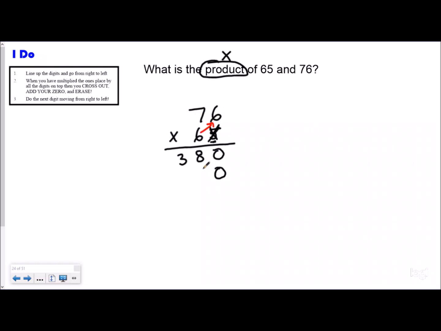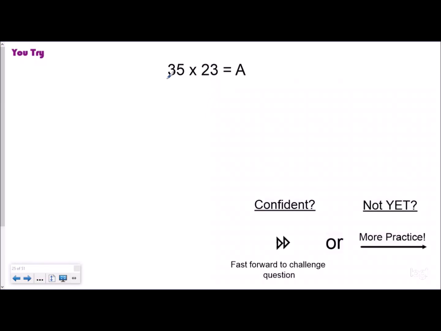So 6 times 6 is 36. Carry your 3 and circle it. 6 times 7 is 42, plus 3 is 45. I've now multiplied all the digits by the digits in my tens place, and so my next thing is I just add up my two products. 8 plus 6 is 14, carry 1 and circle it, you get 9, 4, and you get the same answer, 4,940.